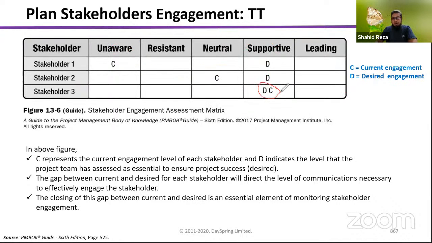For stakeholder 3, we are seeing D and C in the same column, that is the supportive column. What does it mean? Nasir bhai?